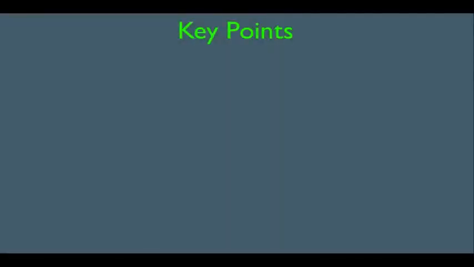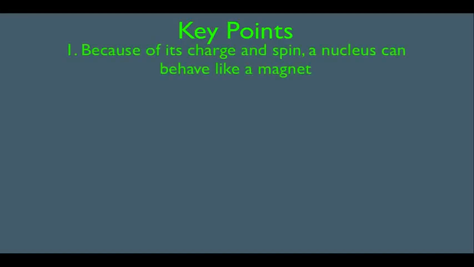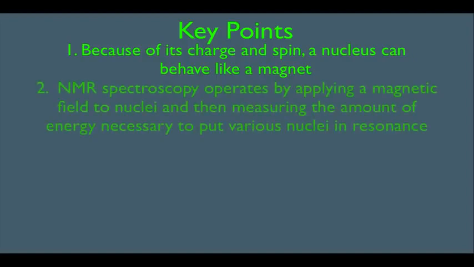This online lecture is an introduction to how the NMR machine works, its principles, and how to read the data. And here are our key points. Number one, we're going to see that because of its charge and spin, a nucleus can behave like a magnet. Number two, NMR spectroscopy operates by applying a magnetic field to nuclei and then measuring the amount of energy necessary to put various nuclei in what's called resonance.